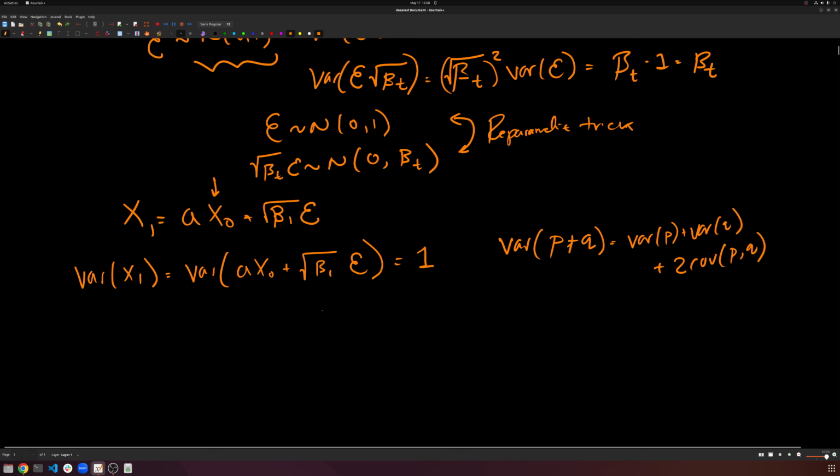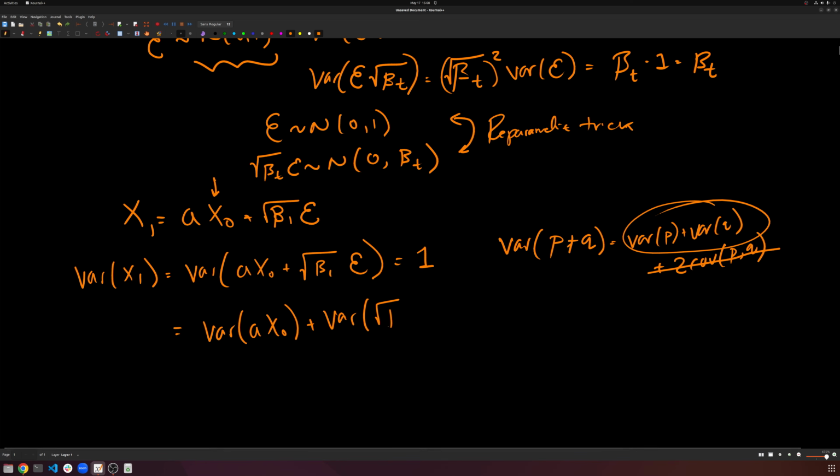Now, in this case, epsilon is a randomly sampled thing, right? We just randomly sampled it. And that means something that's random has no covariance with something else, because they're independent of each other. So because they're independent, we don't really care about this covariance term, and we're just left with these two here. So that means we can just rewrite this as the variance of a x0 plus the variance of square root beta 1 epsilon, just like that.